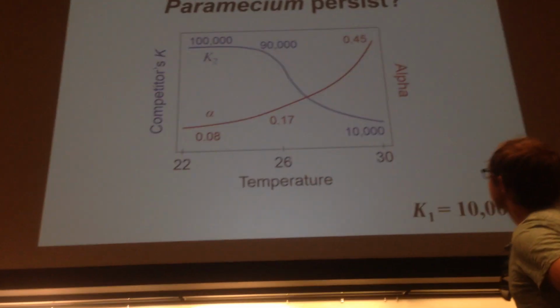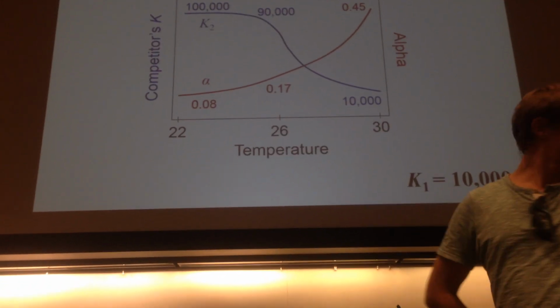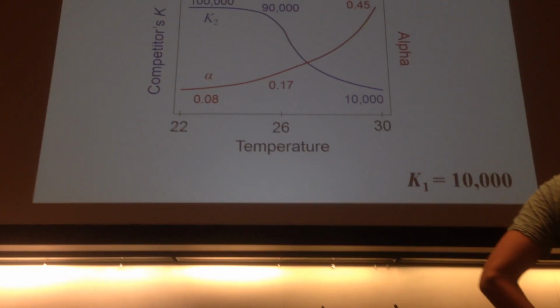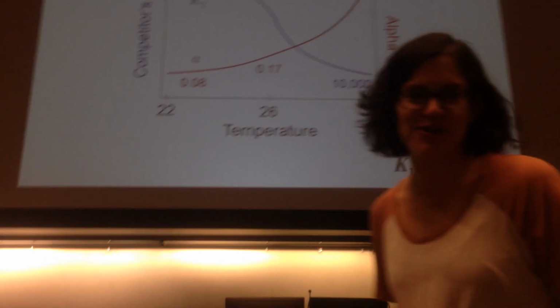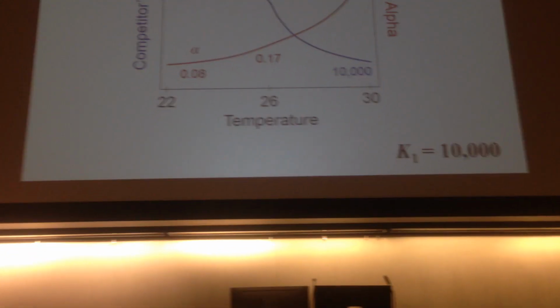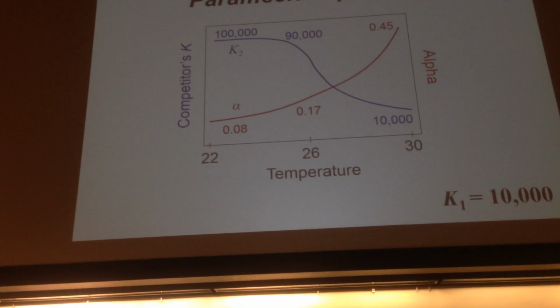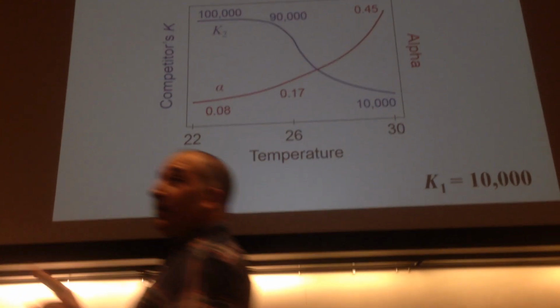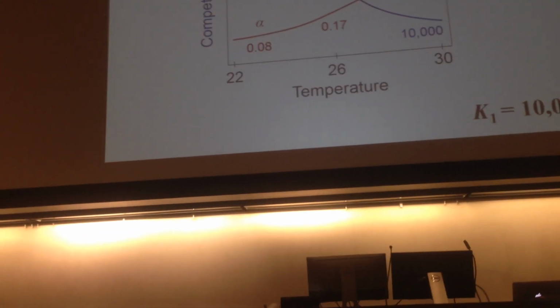Is alpha the effect of K1 on K2 or K2 on K1? Let's see. Okay, 30 seconds. I'm not sure, quite honestly. That's what I'm trying to figure out, because you don't know if you're supposed to multiply or divide. I'm not looking for numbers here. I'm looking for at what temperature you expect paramecium to be able to coexist with colpidium?